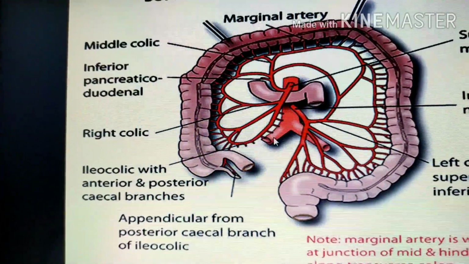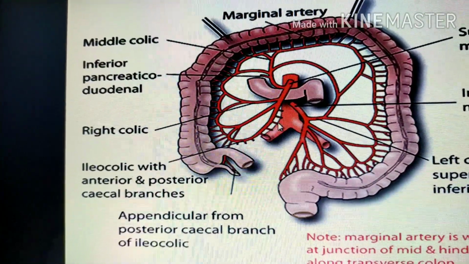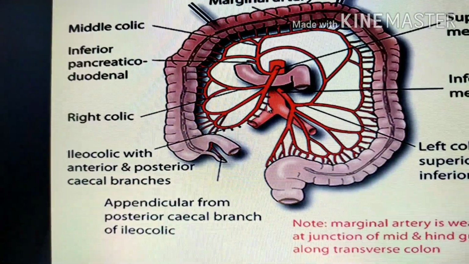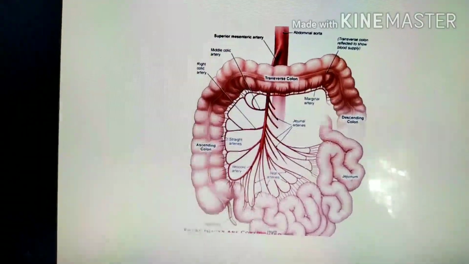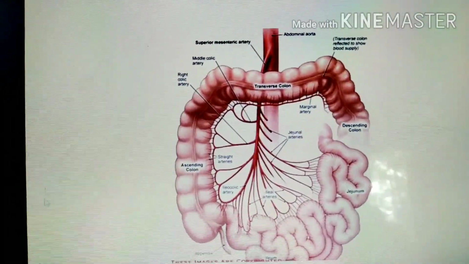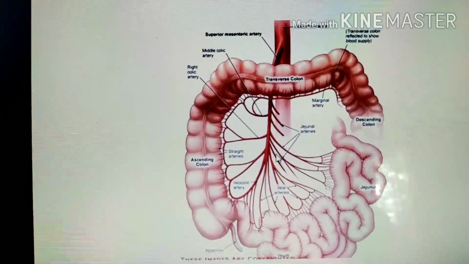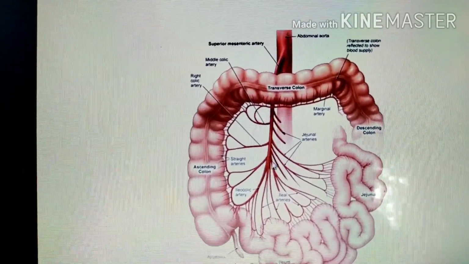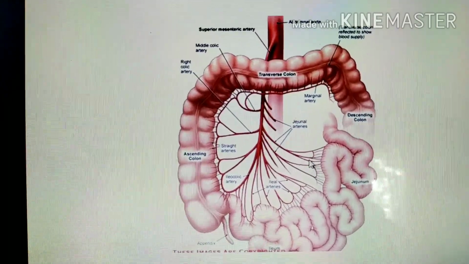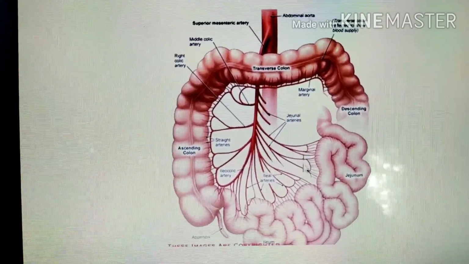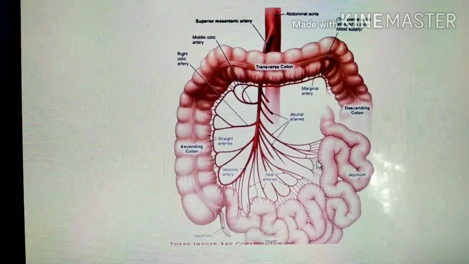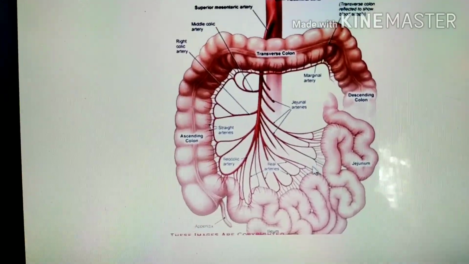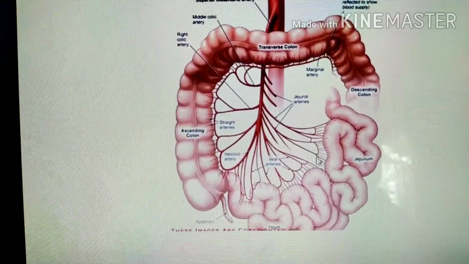Now coming to the branches which arise from the left side, these are the jejunal and ileal branches. In this image you can see the jejunal and ileal branches coming from the left side of the superior mesenteric artery. These branches unite with each other to form arterial arcades, from which numerous straight branches arise. These are named vasa recta.